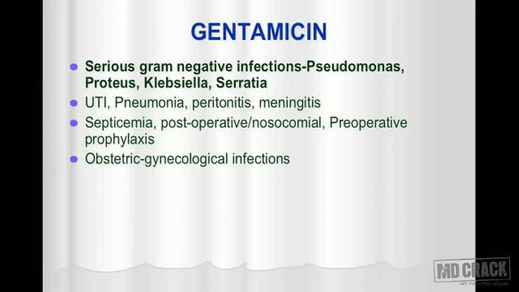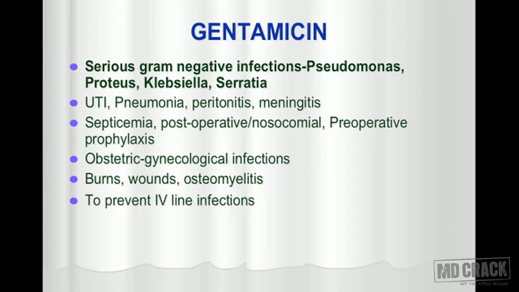Next, the obstetric and gynecological infections are likely to be due to these gram-negative organisms, and that's why gentamicin is useful in obstetric and gynecological infection. Many times it's combined with penicillin. It may be ampicillin, it may be amoxicillin, or it may be carbenicillin or ticarcillin. Next, gentamicin is useful for burn infections, wound infection, and osteomyelitis. It's got good penetration in the bones.